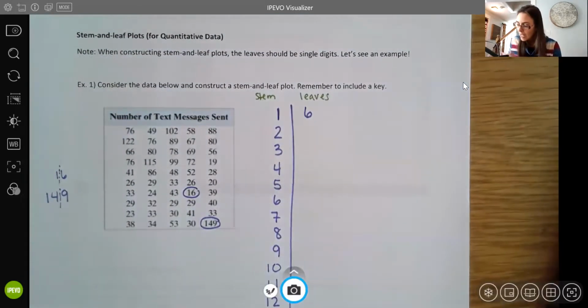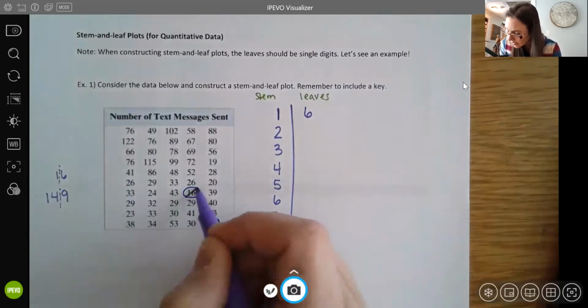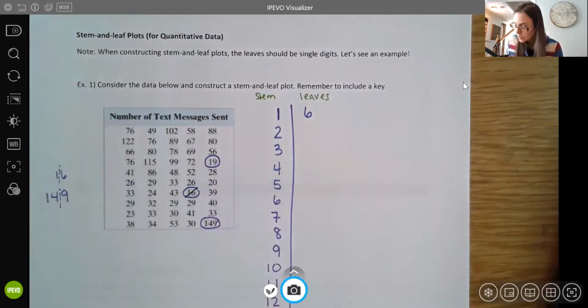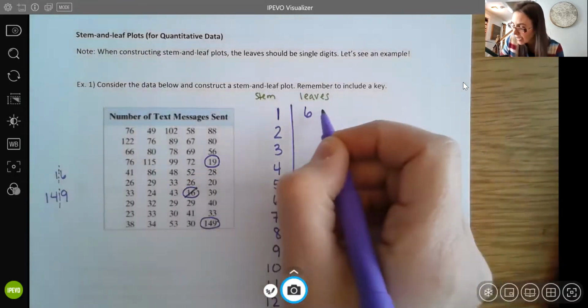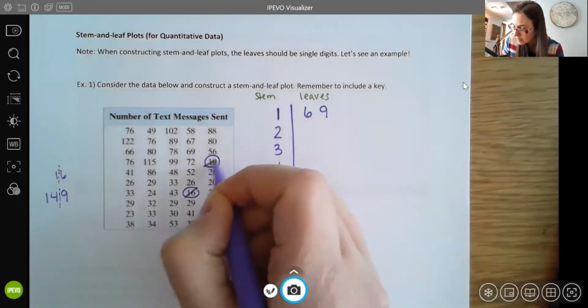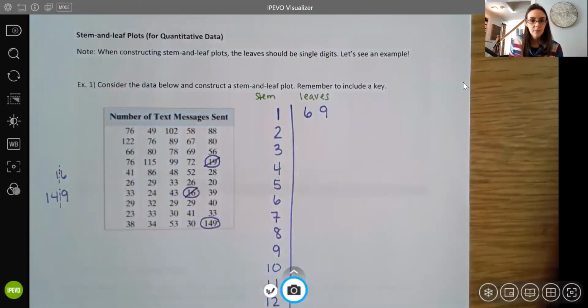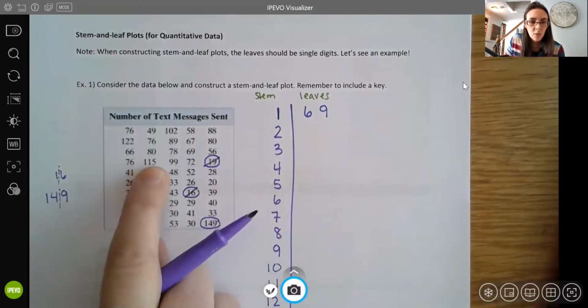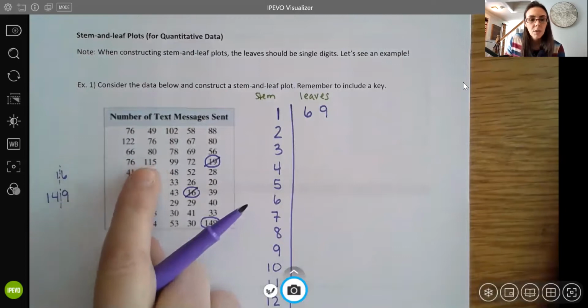And then I'm going to look for my next value. So I also have a 19. So again, I have that 1 on the left, and I'm going to put the 9 on the right. Now, I'm going to write it actually next to the 6, like this. And then I look for any more ones. Now I see some ones here, but notice that it's not just a 1, it's a 115. So that's actually going to be under the 11 group.